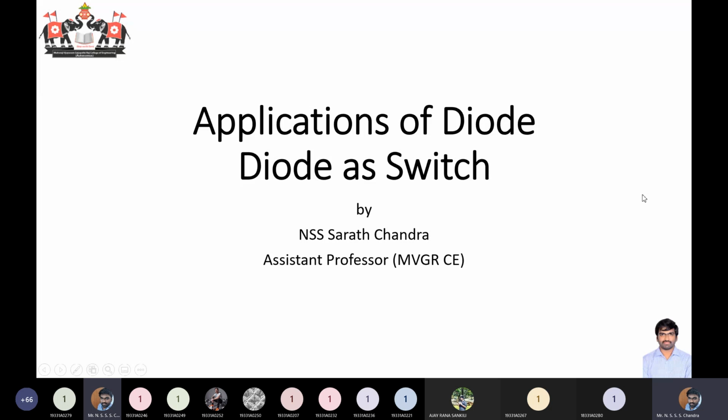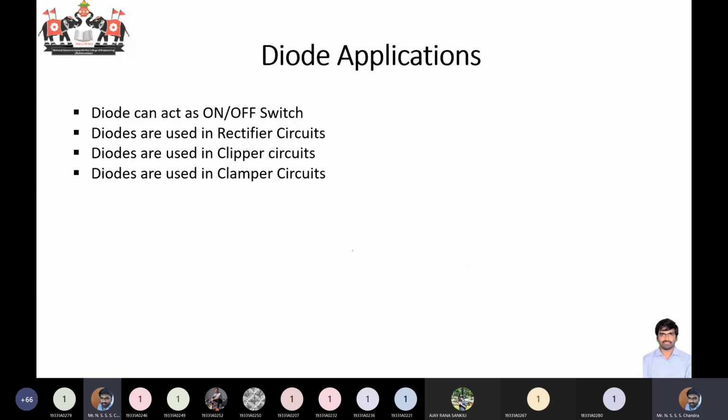Anyways, today we are going to discuss the applications of diode. We have four major applications. The first application is that a diode can act as an electronic switch. Unlike a mechanical switch, the diode is a fast switch. You can keep the diode in the on condition or in the off condition. If the diode is working in forward bias, it acts like a closed switch. If the diode is operating in reverse bias, it works as an open circuit, or I can call it an off switch.